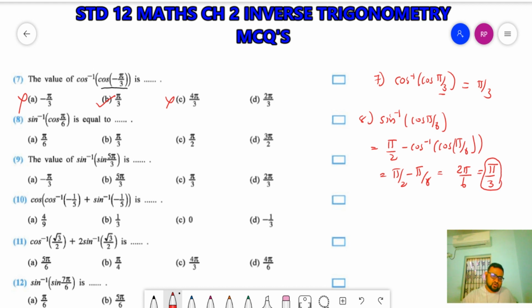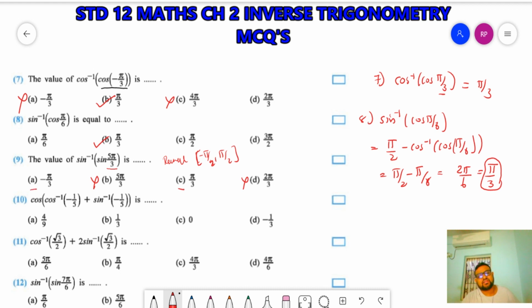Okay. So that is option B. Clear? Question number 9, it's given sine inverse sine 5 pi by 3. Right now, see 5 pi by 3 does not lie in the range. What is the range of sine inverse? Minus pi by 2 to plus pi by 2. So option B is cancelled, option D is cancelled. Right? Now remaining is C and A.